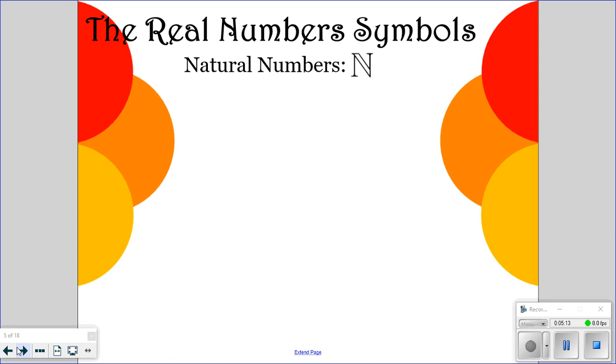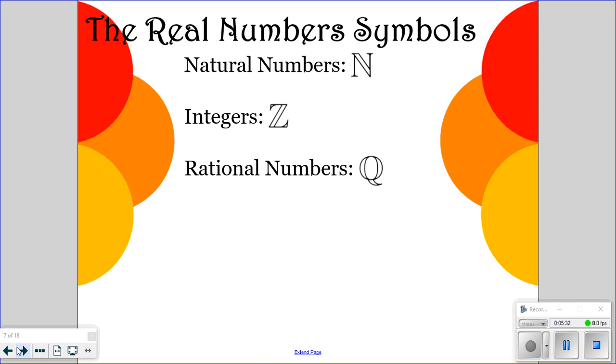Go into the symbols. Natural numbers is an N. There's not anything really difficult about that. That's just the symbol. Instead of writing out natural numbers, an N. Integers is a Z. Where the Z came from, I'm not really sure.